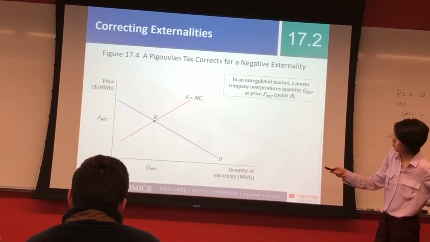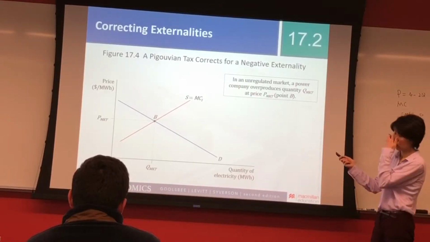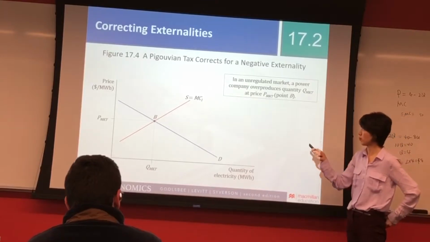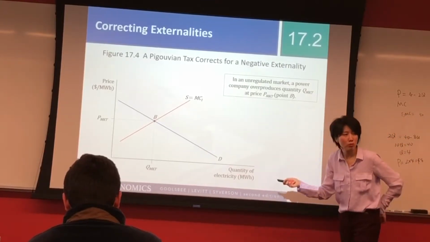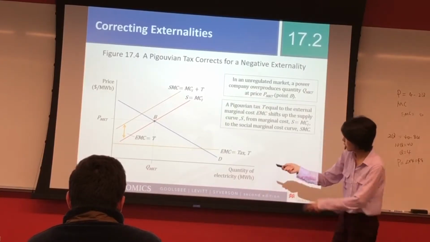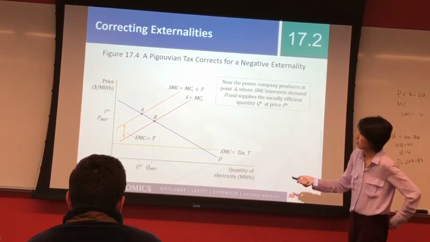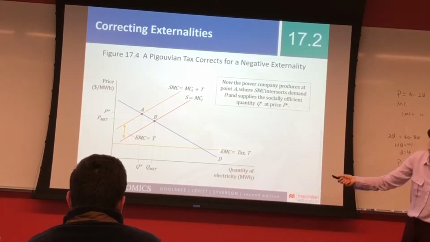Consider a power plant, with supply and demand. In an unregulated market, the power company overproduces quantity Q market at price P market. That's the private equilibrium price and quantity. If the tax is equal to the size of the external marginal cost, then you can get the socially optimal price and quantity.